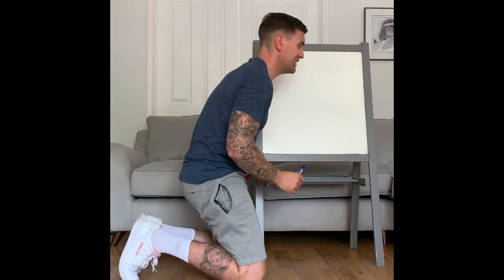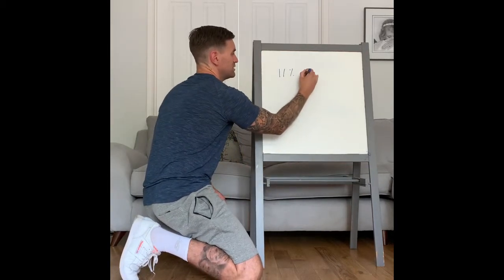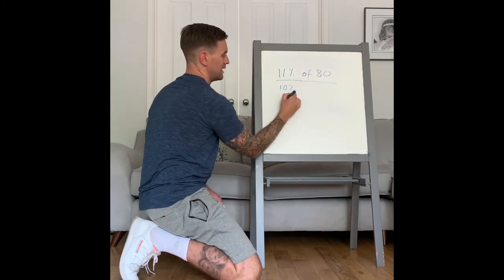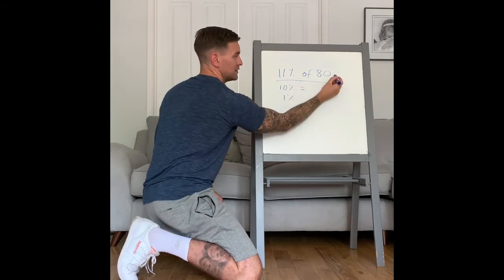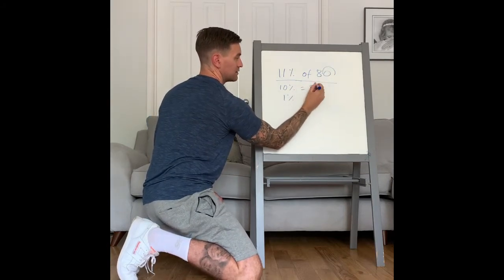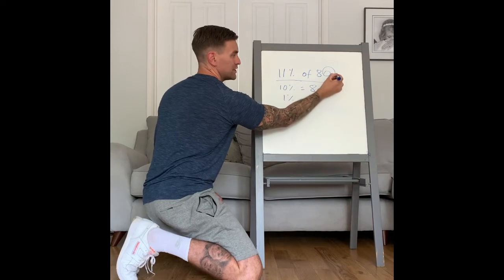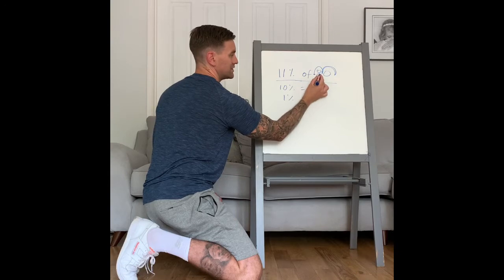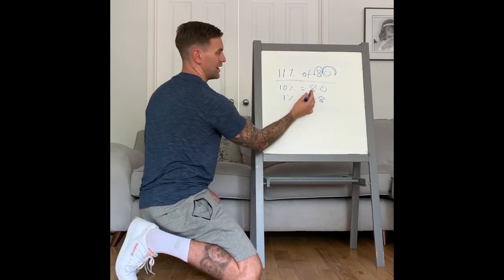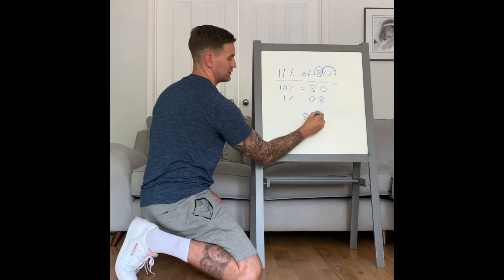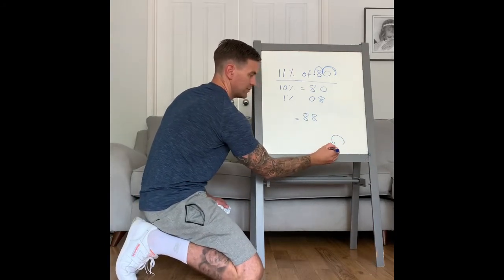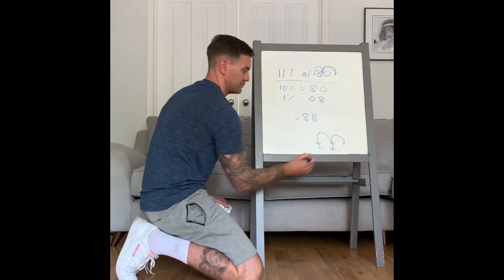What's up next? 11% of 80. 11% of 80. So again, I'm going to break this down to 10% and 1%. So 10% is 8, which means 1%. So 10% you move it once. For 1% you move it again. So it becomes 0.8. 8 add 0.8 is 8.8. Okay, remember 10% you move 1 decimal place. For 1% you move it a second time. Okay.